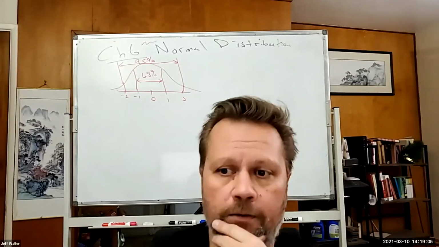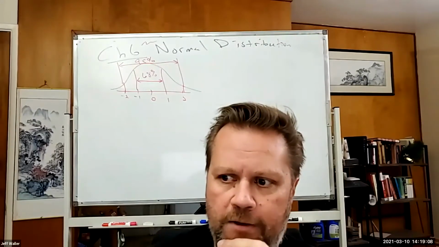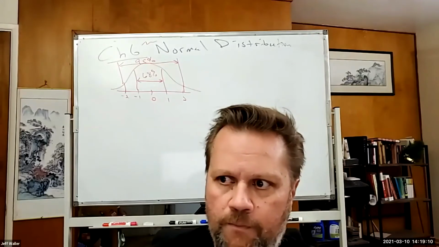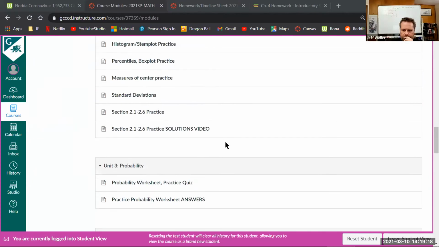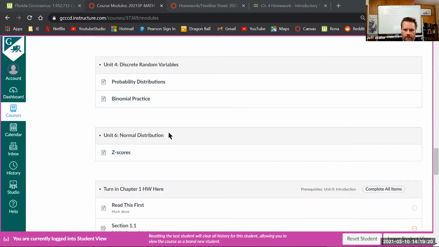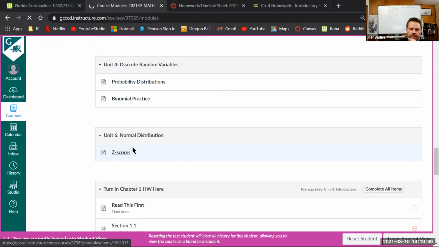Now, if you go to Canvas right now, let me show you. You should be able to see chapter 6, the module for unit 6, right down here. And you see this, z-scores, because isn't it all about the z-scores that tell me how the probabilities, how the percentages are kind of distributed? How many steps I take. So let's take a look at this.